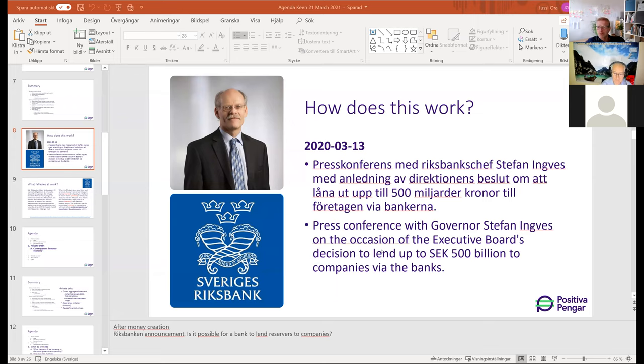So if you get back to this, this was a press conference with Governor Stefan Ingves on the occasion of the executive board's decision to lend up to 500 billion to companies via the banks. So what's going on here? What do they believe in then? Well, what they should have done is, they're saying they shouldn't lend via the banks. They should have lent directly to the firms.